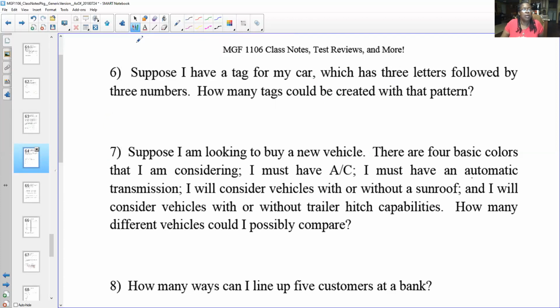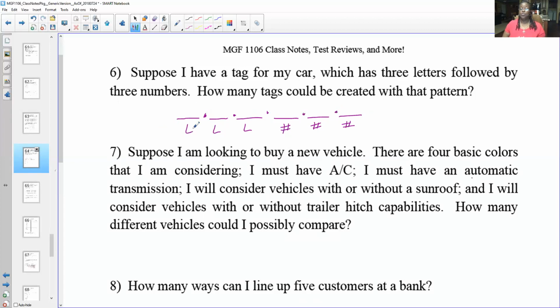Okay, here's my pattern. 1, 2, 3 letters, 1, 2, 3 numbers. I'm going to put L under the letters and a number sign under numbers. So here's a letter, letter, letter, and these are numbers. All right, so now I've got my pattern, I've got my structure, I'm ready to fill it in. Here are my multiplication signs. Make sure I remind myself that I am multiplying.